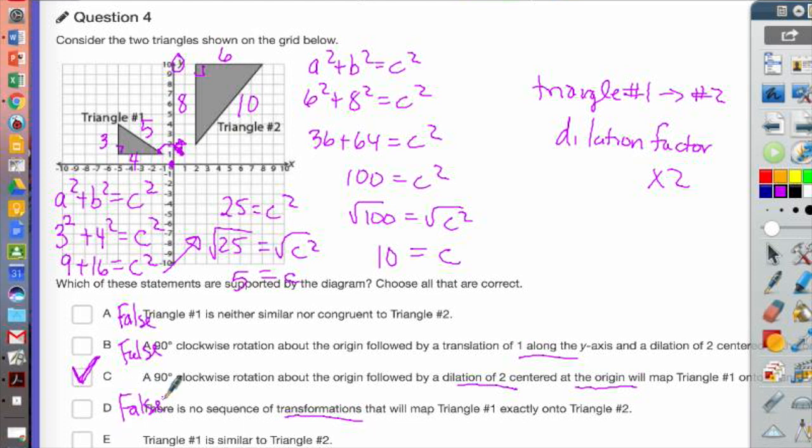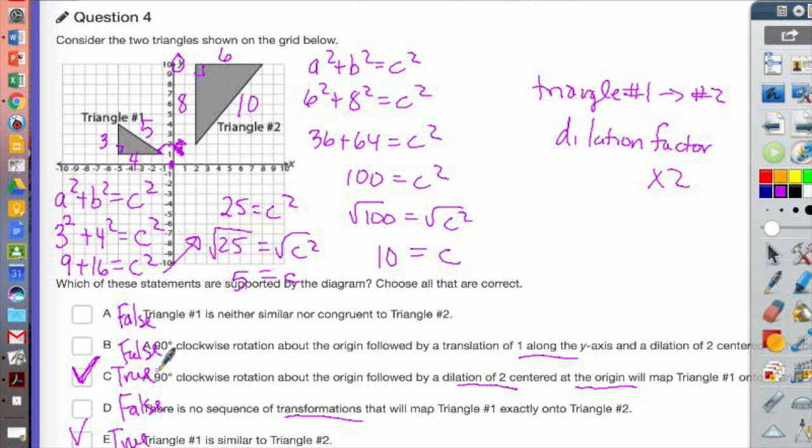We know that we could do the rotation, we could do the dilation, and it would be exactly mapped. Triangle number 1 is similar to triangle 2. We proved that already. That's true.